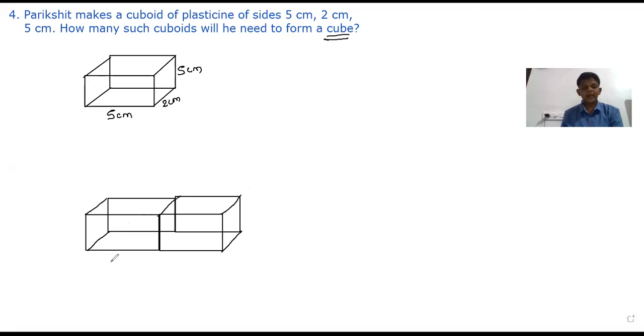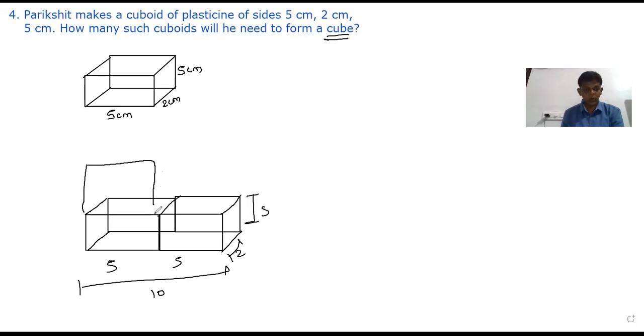So what has happened? This 5 plus this 5 becomes 10. This remains 2. This remains 5. Still it is not a cuboid, not a cube. Then suppose I place one more cuboid over this. So 2 more cuboids, suppose we place like this.